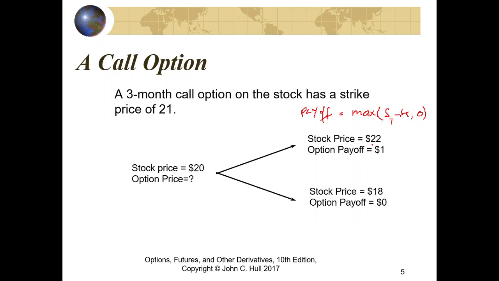Now, since the price of the stock is 22, then the call option is in the money and the payoff will be $1. If the stock price went down after 3 months, then the option payoff is going to be 0, because the option will be out of the money. Our objective of the binomial tree model is to get the price of the option today. We want to find the call option price today.